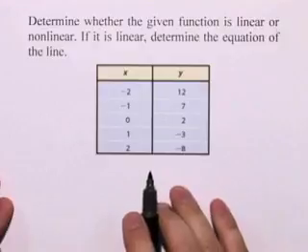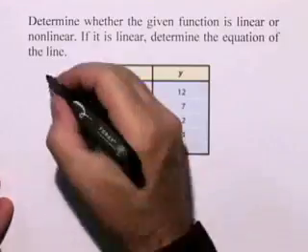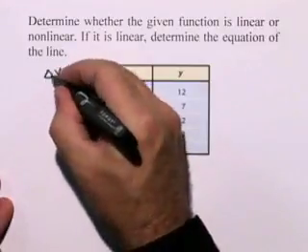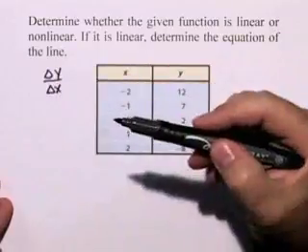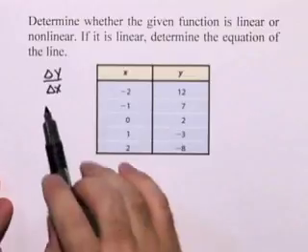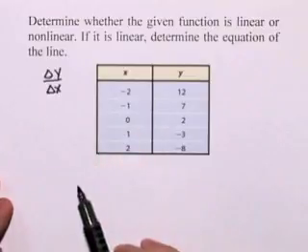To determine whether this represents a linear function, we're going to consider the average rate of change, delta y over delta x. We're going to look at the change in y over the change in x. To have a linear function, we need the average rate of change to be constant.